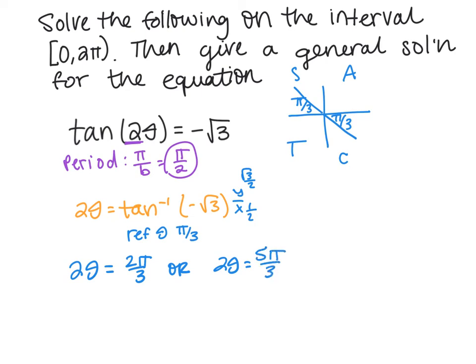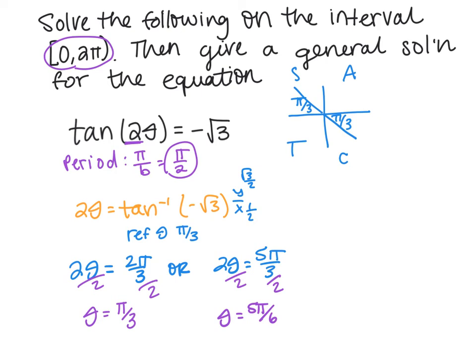So when there's something on the inside, after you take the inverse, you have to split it up into your 2 separate equations. So now we can finish solving, divide by 2, and we get theta equals pi over 3. Divide by 2, we get theta equals 5 pi over 6. So now the problem with these, when you divide by 2, is we're going to have even more answers on that 0 to 2 pi interval.